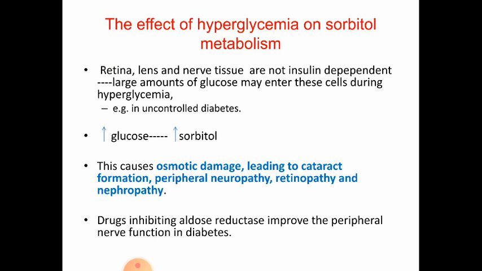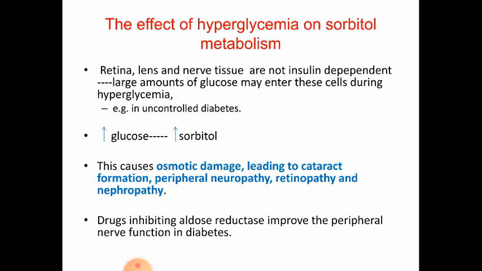For example, hyperglycemia during diabetes. Hyperglycemia is seen in diabetic patients. So, they will have a high glucose value in their blood. Normal value is 70 to 110, up to 140. So, these diabetic patients will have a glucose value greater than 140. So, this larger amount will be entering retinal, lens and nerve tissues.